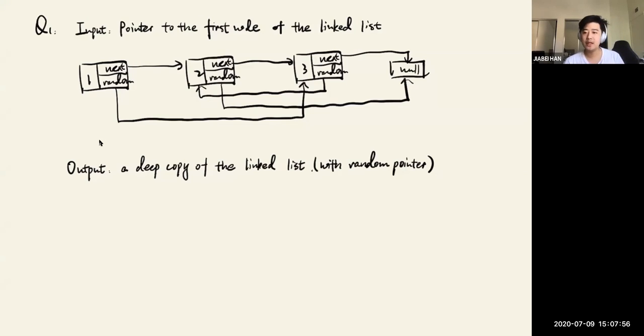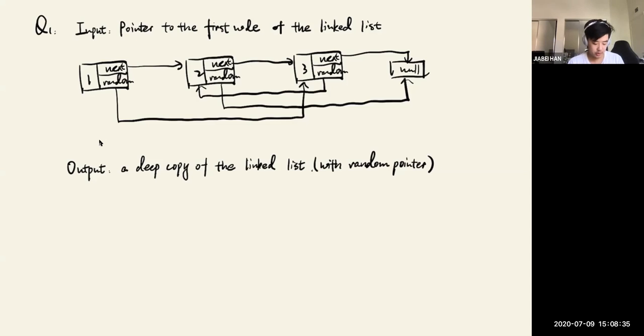Okay, deep copy means, there's a shallow copy or a deep copy. Deep copy means we want to completely copy the information in this list, because there are pointers in a linked list. So when we do a deep copy, the pointer of the copied version will point to the copied node instead of the original node. So that's basically deep copy.